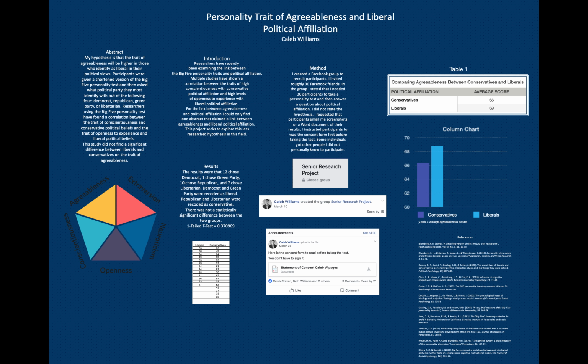I instructed participants to read the consent form first before taking the test. Some individuals got other people I did not personally know to participate, so that I got the 30 that I needed. Here below I show some screenshots from my Facebook group. Here's when I created the Facebook group, on March 10th. Here's me uploading the consent form for people to sign, or not to sign, but to read before taking part in the study.